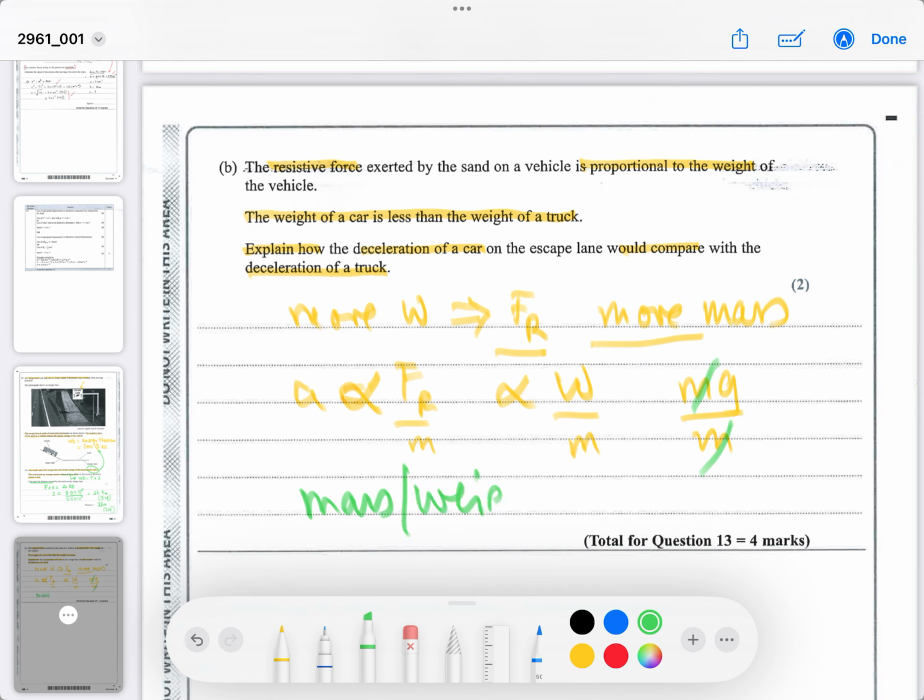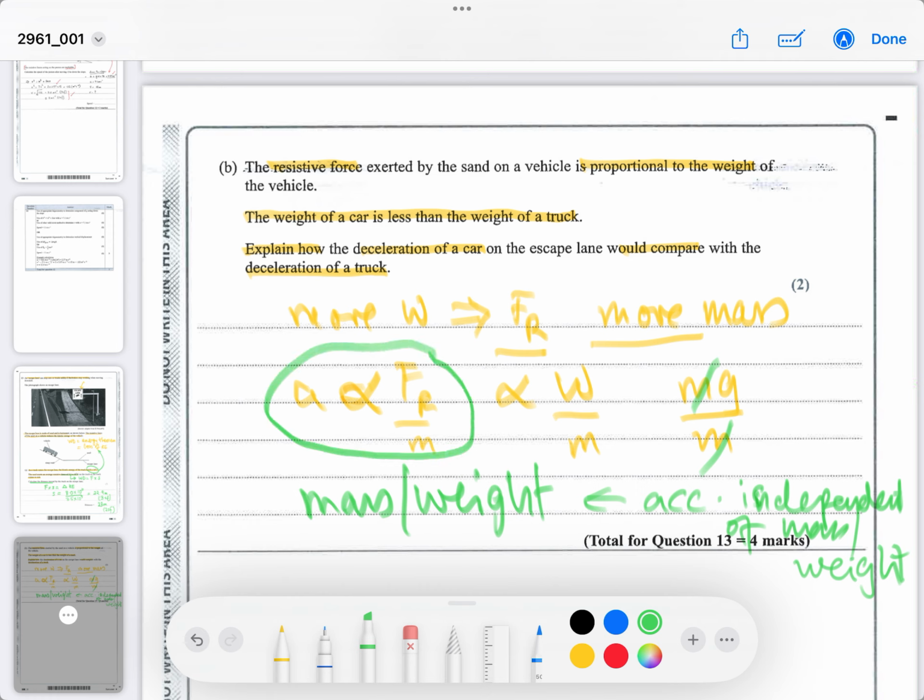The acceleration is independent. Let me write it again. The acceleration is independent of mass or weight, because they both cancel each other out. They factor in twice in the Newton's second law analysis.